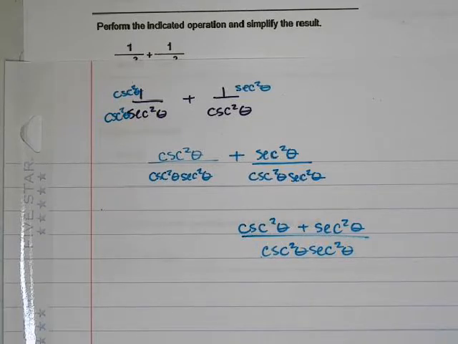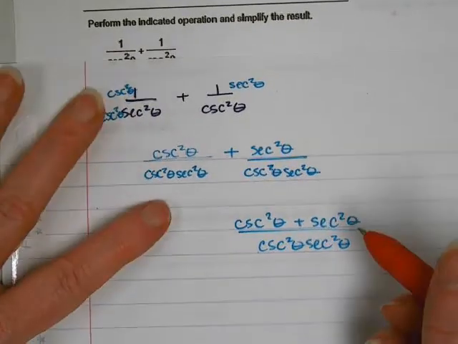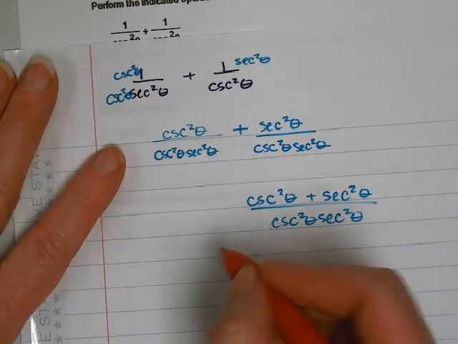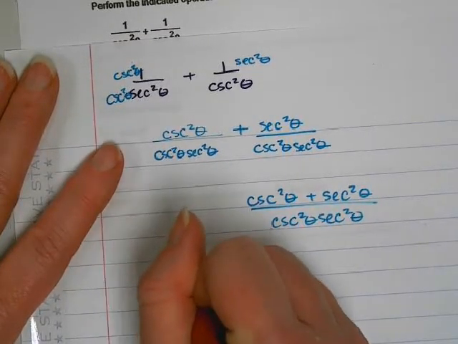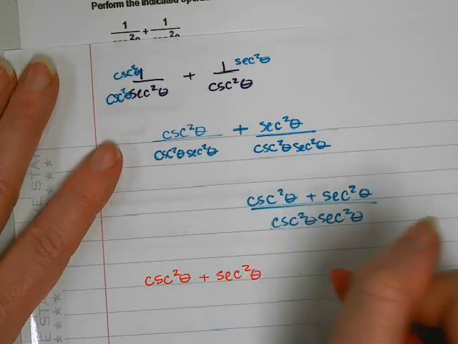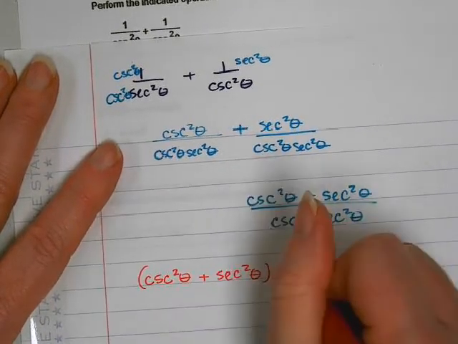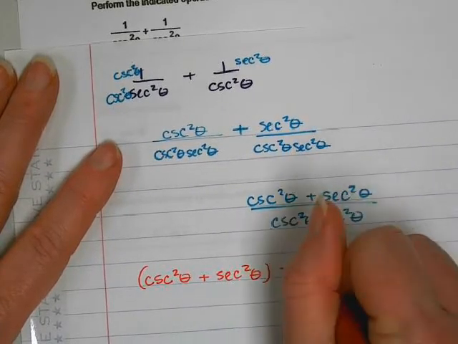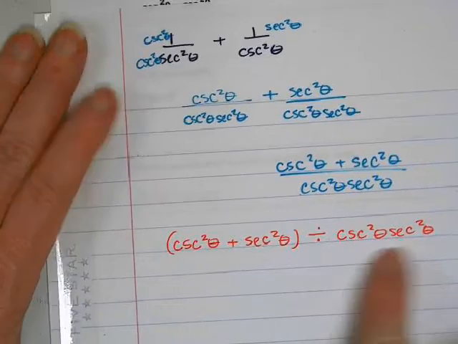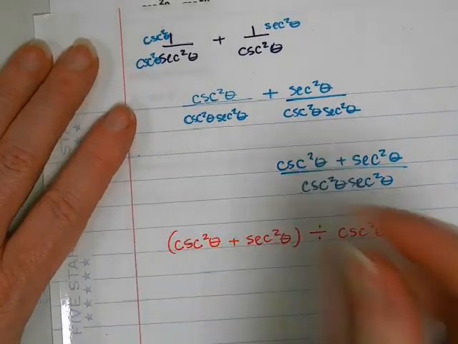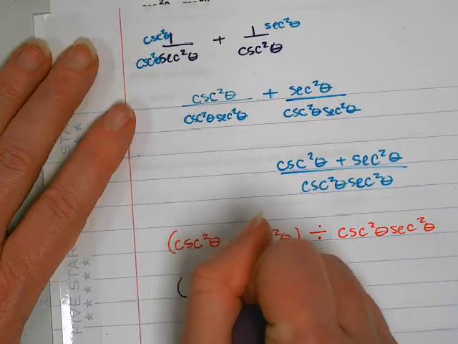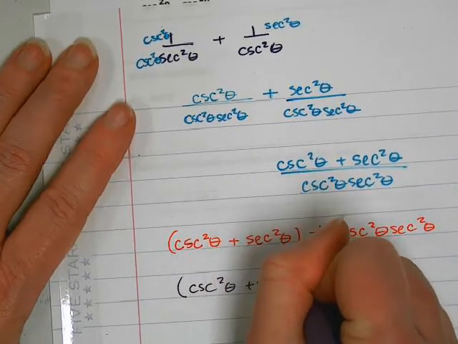Maybe we should have just left them separate. You can. It's going to be the same either way. So I can write cosecant squared theta plus secant squared theta, in parentheses, divided by cosecant squared theta, secant squared theta. I can probably do this all in one step, but I'm not going to, just to not confuse anybody.